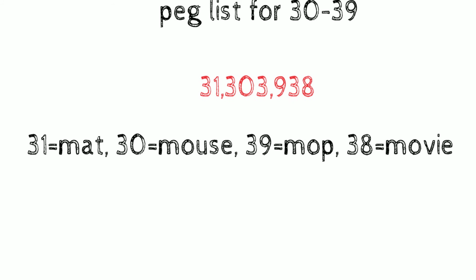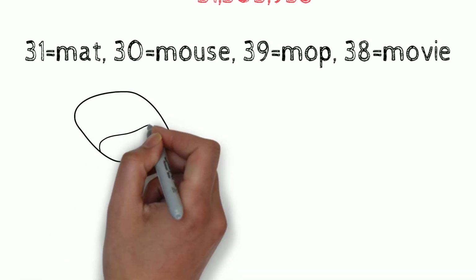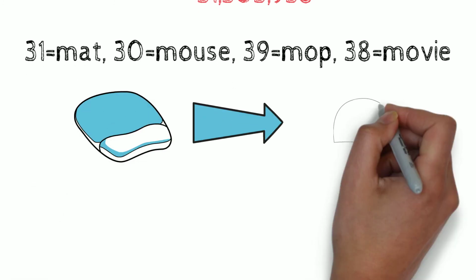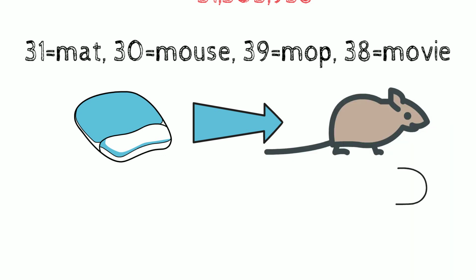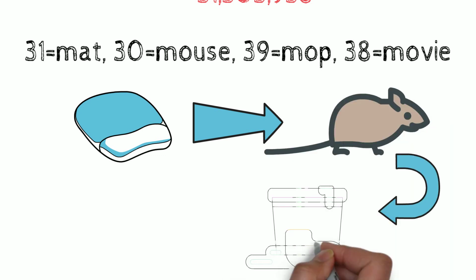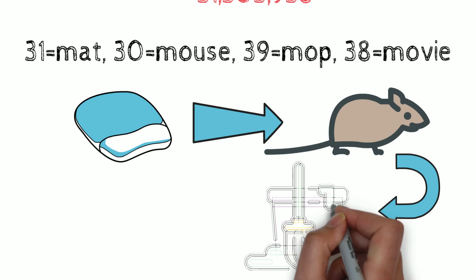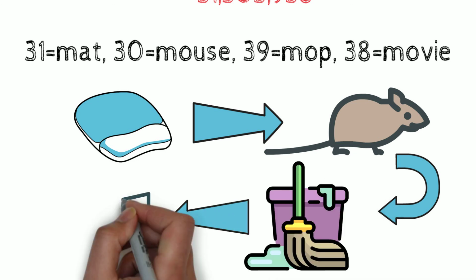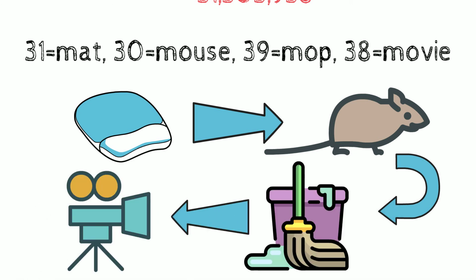Next, we'll use a silly story to link one peg word to the next one. Here's my version. I picture a mat being chewed on by a mouse. I then picture a mouse wiping the floor using a mop. And finally, I visualize a mop watching a movie. Using this silly story, I've just memorized an entire 8-digit number. All you need to remember is the story and the peg words. You don't even need to remember the original number itself.